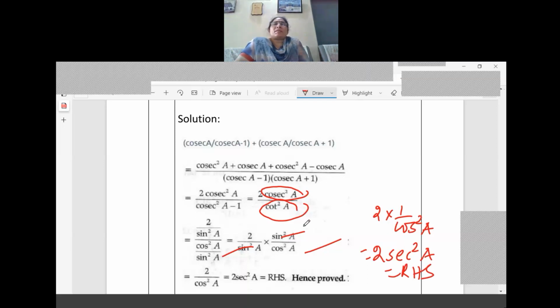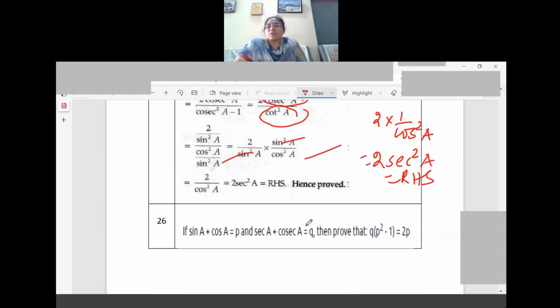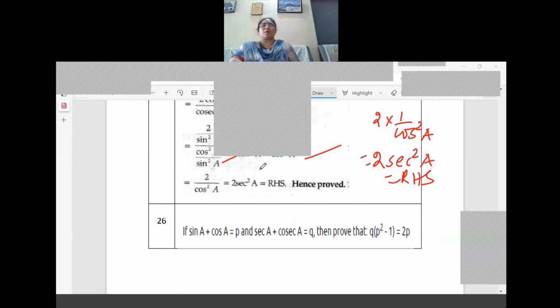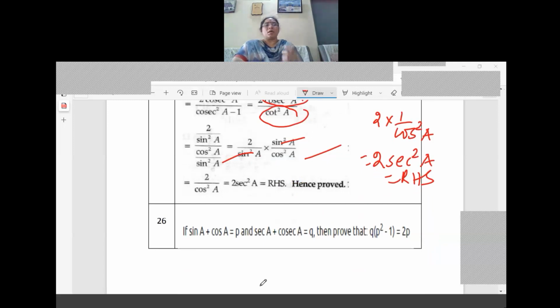So each and every step, if you check, all the steps are different only, and it is difficult to remember also. So another pattern we have to start now. Okay, still time is there, we can continue. If sin A plus cos A equal to P, sec A plus cosec A equal to Q. Prove that Q into (P square minus 1) equal to 2P only.